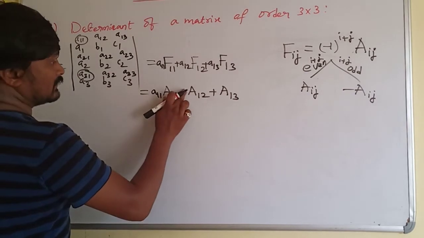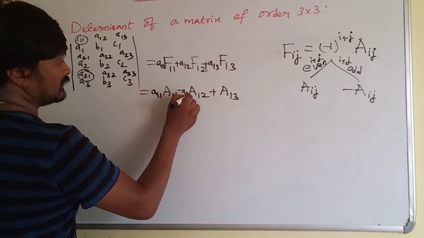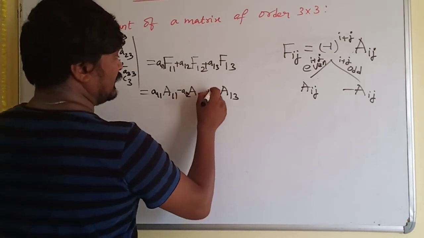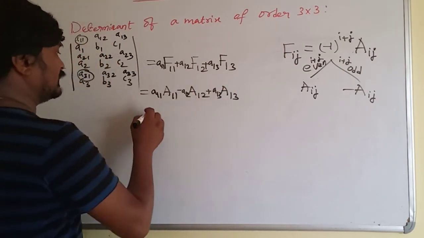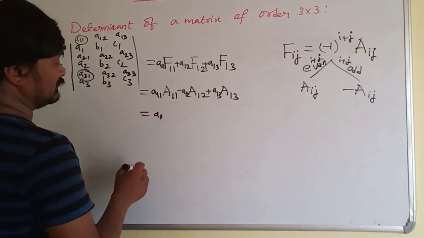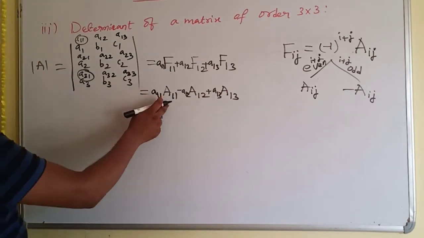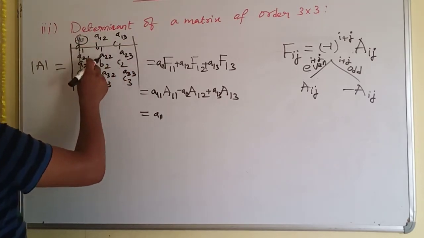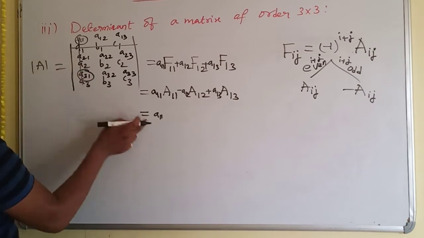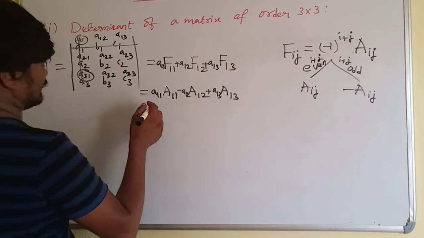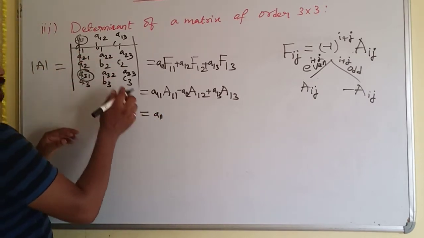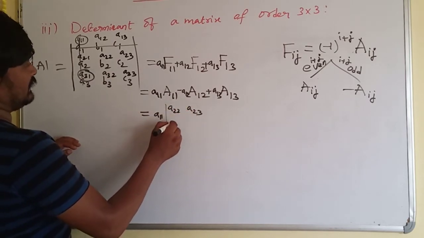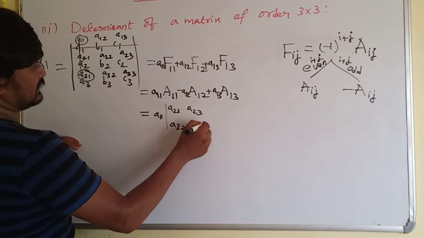So now A11 written, minus A12 times M12, plus A13 times M13. Now A11 means, first one removed and second one removed, whatever is left, that part you have to write. Here A11, what is there, we can write later. So first I write the general form. So here A22, A23, A32, A33. I think you are understanding.